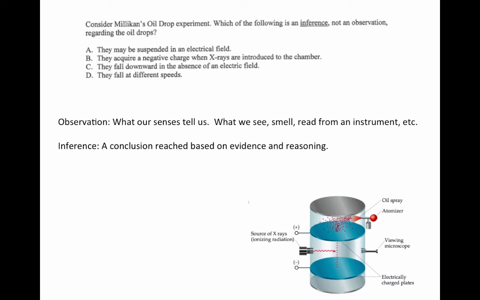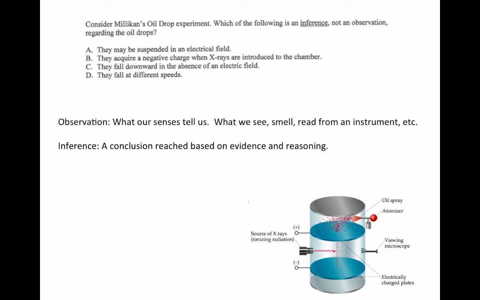Let's say choice D, they fall at different speeds. Well, that is something he could directly observe. They fall downward in the absence of an electric field. Yep, that's again something that Millikan could see. Choice A, they may be suspended in an electric field. That's another observation. He turns on the electric field and he's able to see that they're suspended.